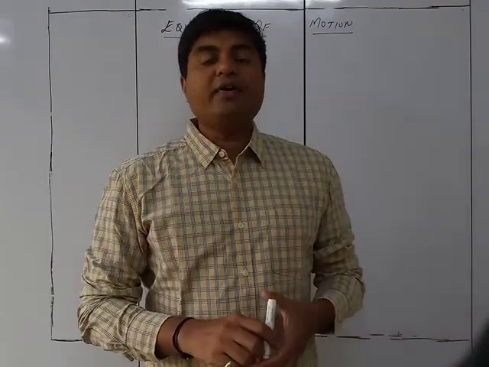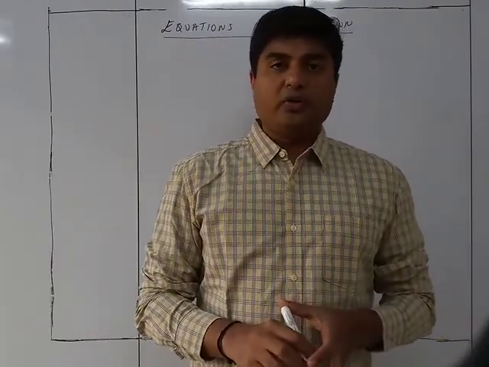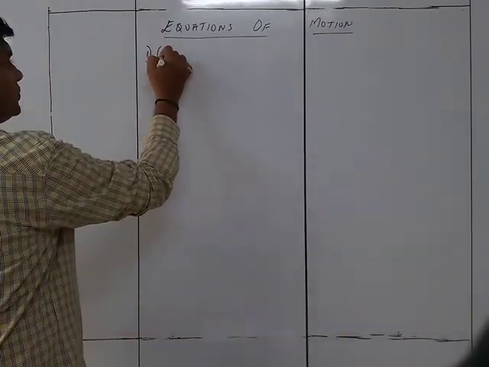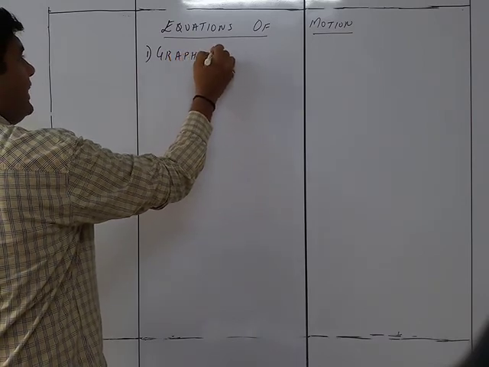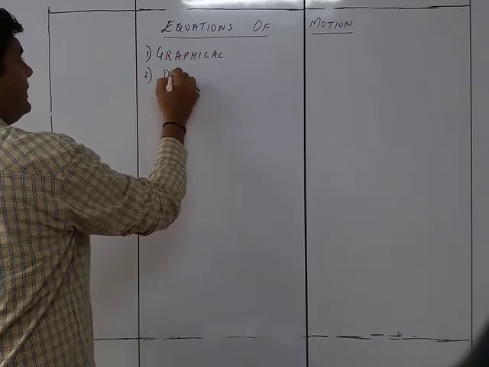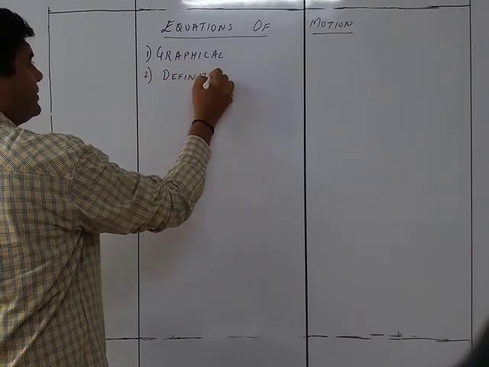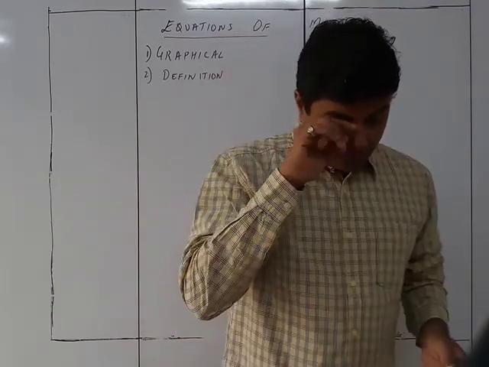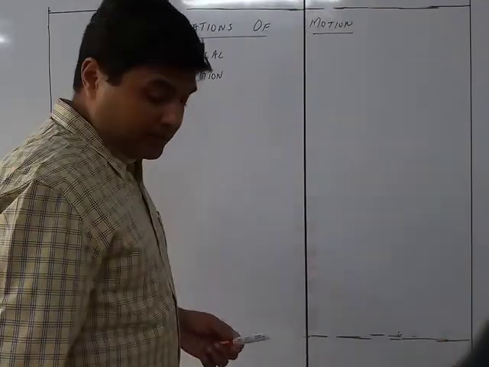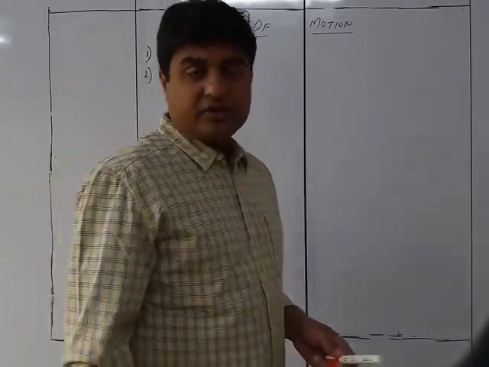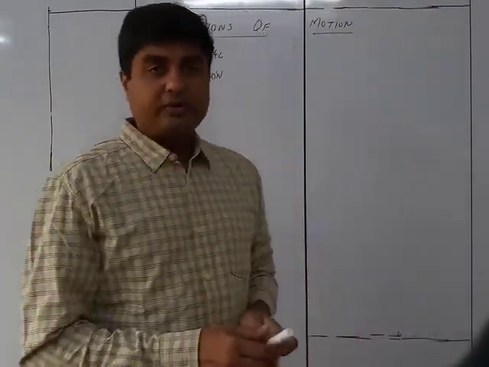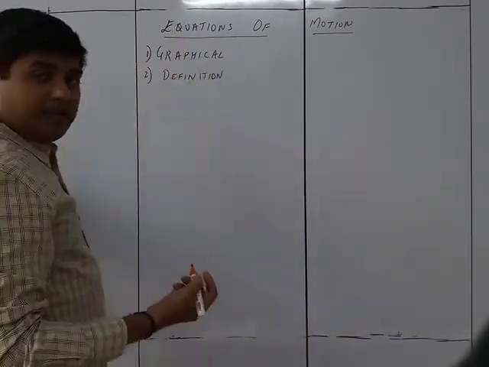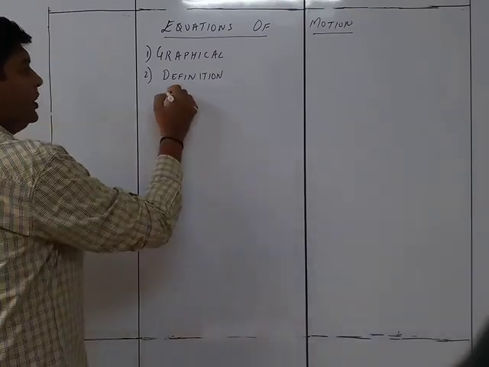So the derivation of the equations of motion is of two kinds. One is the graphical method, and the second method is by definition. Okay, that is the definition method. So the graphical method and the definition method, or the alternative method, are the two methods by which we are going to derive these three equations. So before we start with that, we will need a graph for the graphical method. So we'll start with the graphical method first, and we will first of all draw a graph.